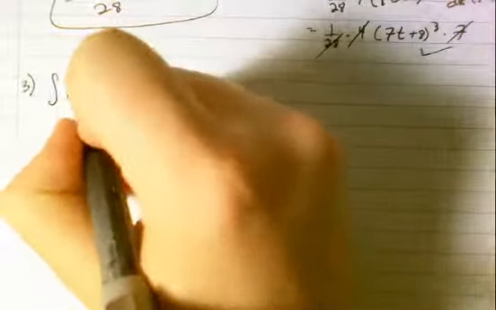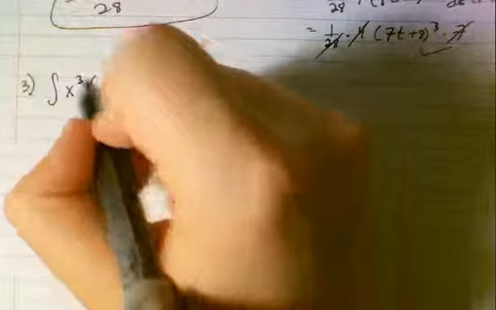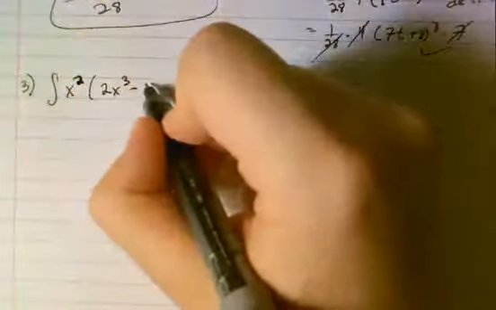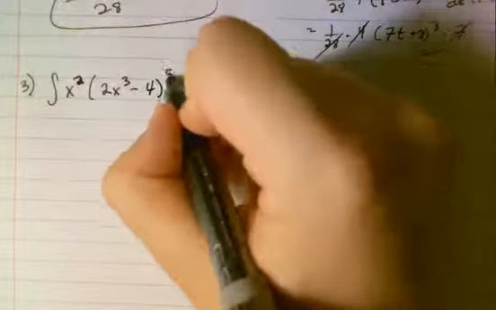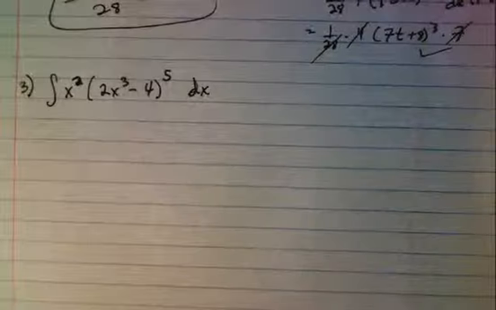Let's look at a problem where the u substitution acts in a little bit of a different way. So let's say we're finding the antiderivative of x squared times (2x cubed minus 4) to the fifth, dx. So again, we're looking for our box functions.